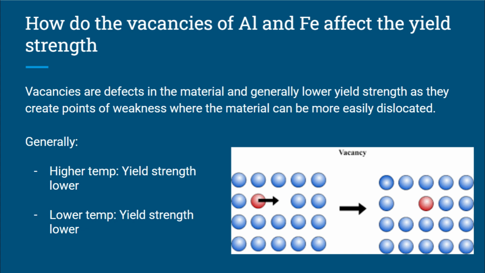Additionally, not only does a higher temperature cause the dislocations to move more freely, but more vacancies form at higher temperatures. This is due to the additional energy in the system providing the formation energy needed for the atom to move out of the atomic structure, leading to a lower yield strength as there are more points of dislocation. Again, the opposite occurs at lower temperatures, meaning that at lower temperatures the yield strength is higher.